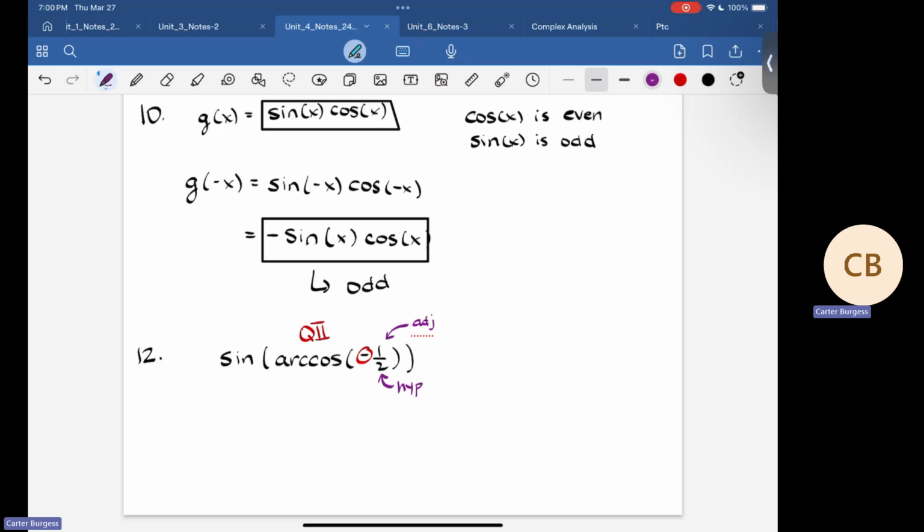So using our triangle information, it's theta. We know that this is 1, that this is 2, and using Pythagorean theorem, figure out that this is the square root of 3. And so if I'm looking for sine of this particular angle, I am getting root 3 over 2, which is going to be positive because sine in quadrant 2 is positive.